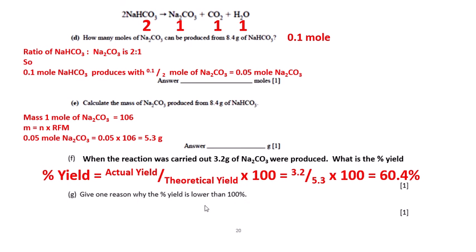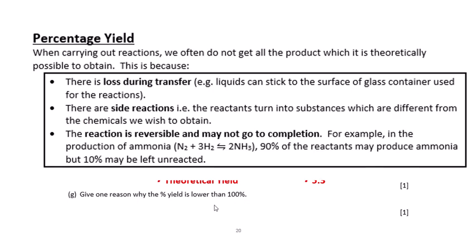Now, if you go back, I think it's somewhere around page 16 in your notes. Do you remember when we looked at percentage yield, we had this at the top, and I got you to highlight this up. There are 3 reasons that you don't get 100% yield. Do you remember there's loss during transfer? There are side reactions where your reactants can turn into substances that are different from the ones that you want to obtain. And then there's this theoretical thing called equilibrium where the reaction is reversible and doesn't go to completion. So some of your reactants turn into products, but some go back into reactants.